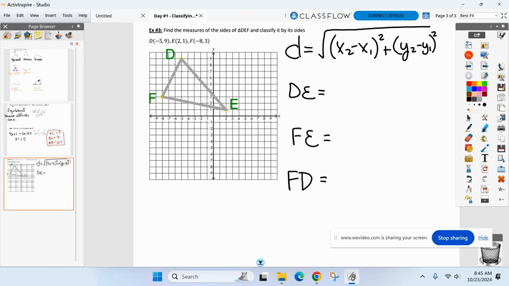If it simplifies for you, please write that down. If it doesn't, just write the radical. No decimals though, please.